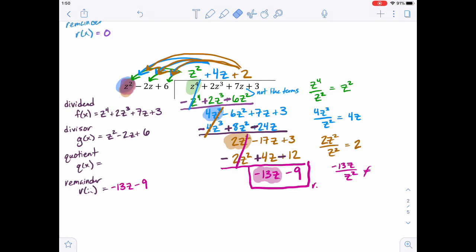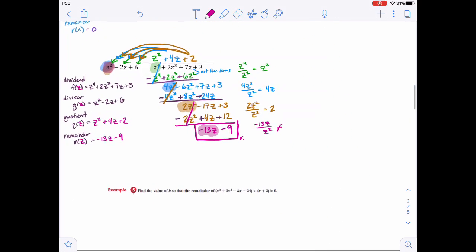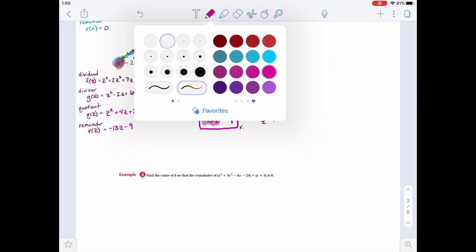Actually, we should change all of these to z because that's the variable we're using, right? Not x. And our quotient, that's our thing on top, z squared plus 4z plus 2. So let's write it out. Let's do our 2 methods.